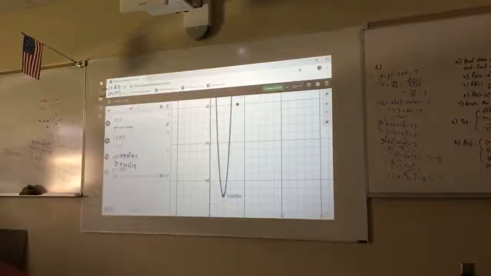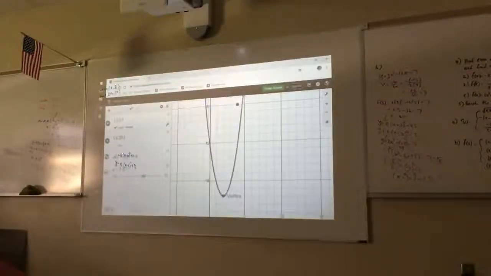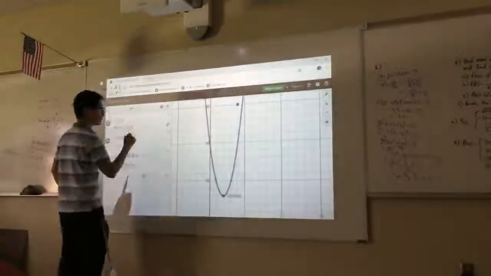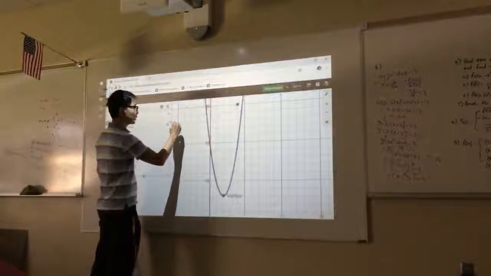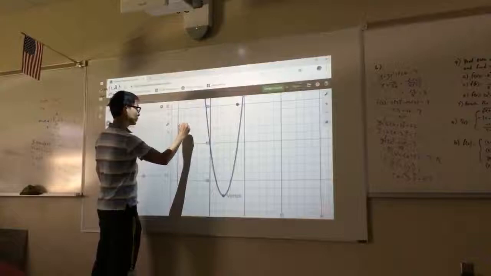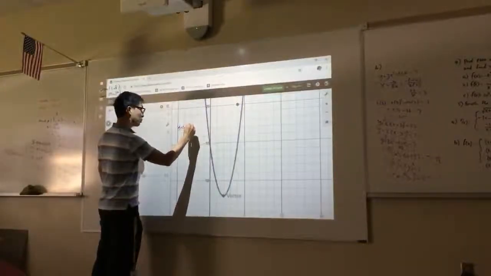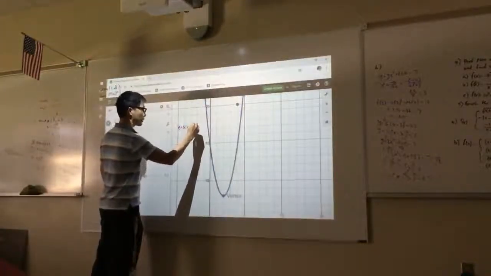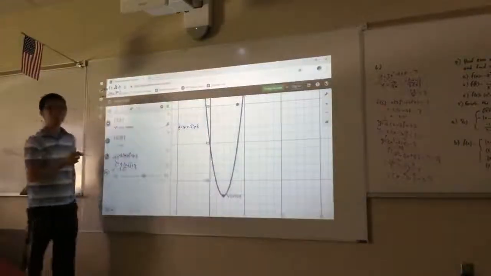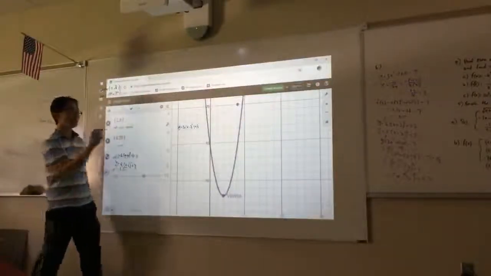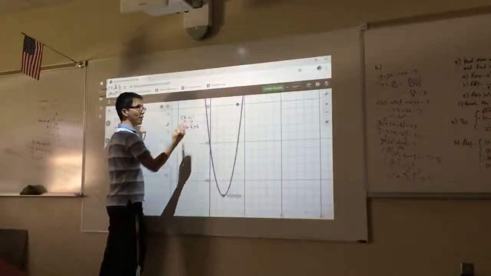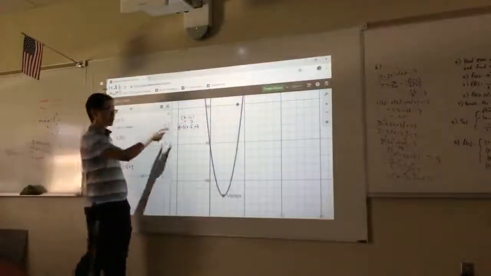You plug in 3 for x minus B. So we got (4, 20). So y is equal to A times (x minus 2) squared plus 8. And we have one other point, (4, 20), that we never used. What's (4, 20)? 4 and 20 means this is the x value and this is the y value, right? Just plug it in.